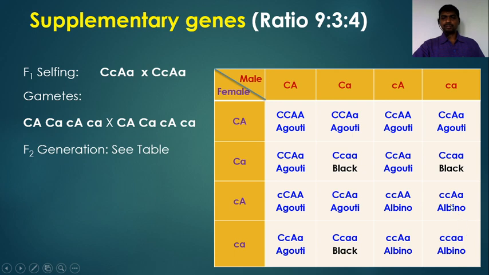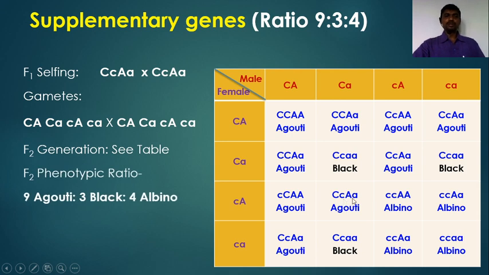So 4 cases we found, 4 individuals having albino color. If you see the F2 phenotypic ratio, we get 9 agouti, 3 black and 4 albino. So this is the case of recessive epistasis. These 4 albino mice occurred due to the recessive epistatic gene c, which is not able to express the other dominant gene A. It is dominant, but it is not able to express itself because of the presence of the recessive gene c.